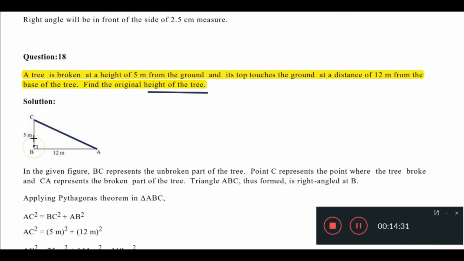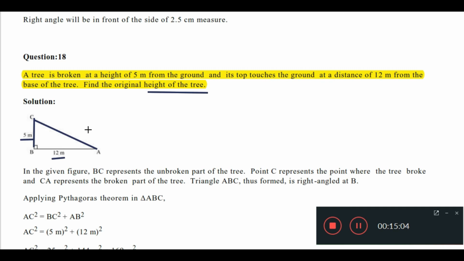So it is given that the part which is still on the ground is 5 meter, and the part which has fallen on the ground, we need to calculate. And how will we calculate? We will add this part and this part to calculate the actual or original height of the tree. So here we can see that 5 meter is the perpendicular, 12 meter we can assume as the base of the right angle triangle. Then we have to calculate AC, which is the hypotenuse.